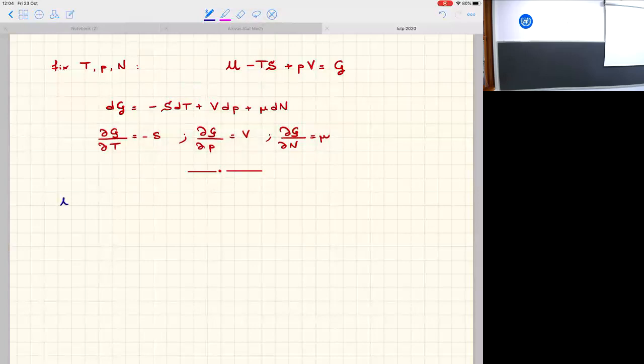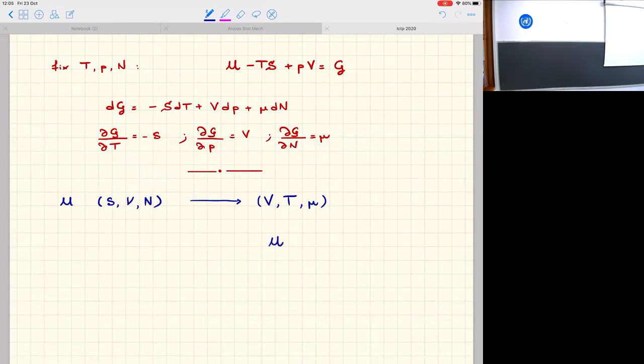So we said that with energy, we fix entropy, volume, and number of particles. Now I want to describe the situation of this room. This room has a fixed volume, has a fixed temperature, but is exchanging particles, right? Therefore it has a fixed chemical potential, right? So what should I do in order to describe this situation?